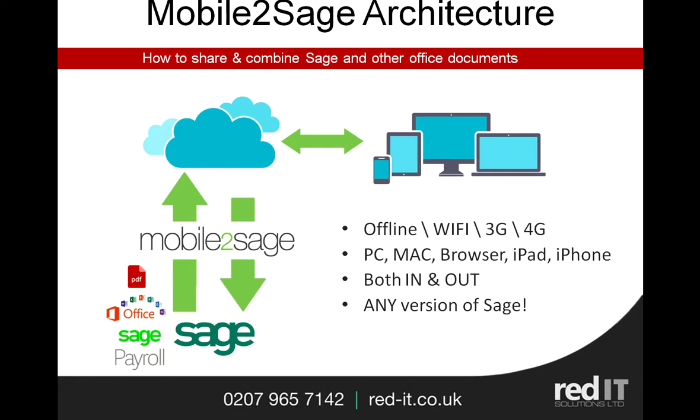So what's Mobile2Sage? Well, Mobile2Sage is an architecture which allows you to share your Office information with remote users on their PCs and Macs. It works both online and offline, and it's available for PCs, Macs, browsers, iPhones and iPads. It can be both in and out, and it works on any version of Sage.